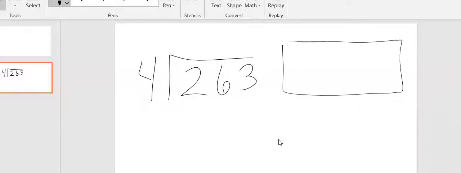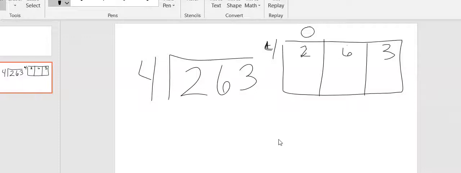So if we are going to be using our box method, we would write a box, a rectangle out, and we're going to have 3 spots because we have 3 numbers, 263. We're going to put our 2 here, our 6 here, and our 3 over here. And our divisor is going to go on the outside, and that is a 4. Well, can 4 go into 2? No, it's too big.